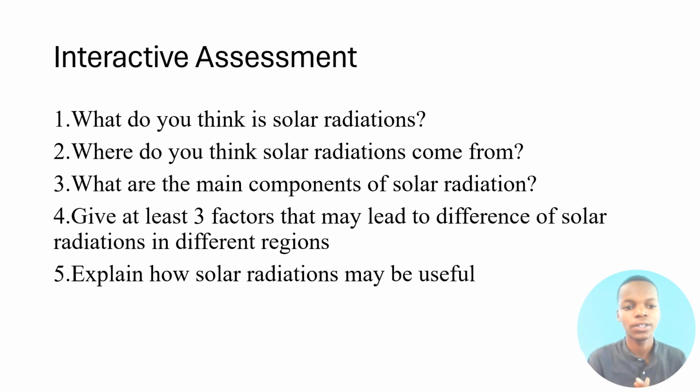The fourth question states to give at least 3 factors that may lead to the difference of solar radiation in different regions. The fifth question is to explain how solar radiation may be useful. You need to mention the usefulness of solar radiation, for example, in the life of a human or other biotic factors.